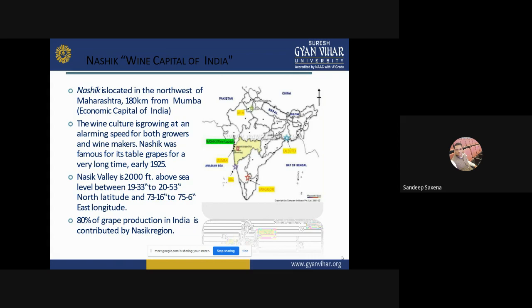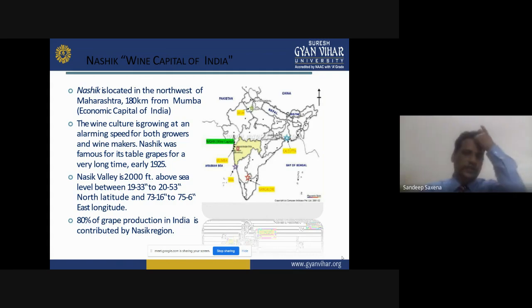Nasik was famous for its table grapes for a very long time. Nasik Valley is 2000 feet above sea level, between 19°33' to 20°53' north latitude and 73°16' to 75°6' east longitude. 80% of grape production in India is contributed by the Nasik region.